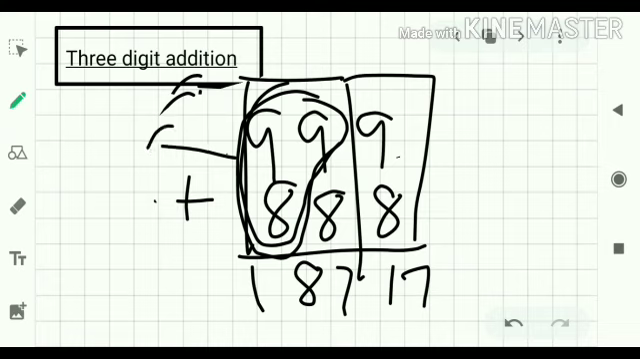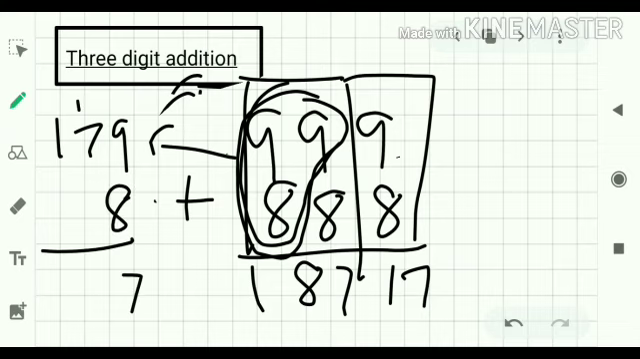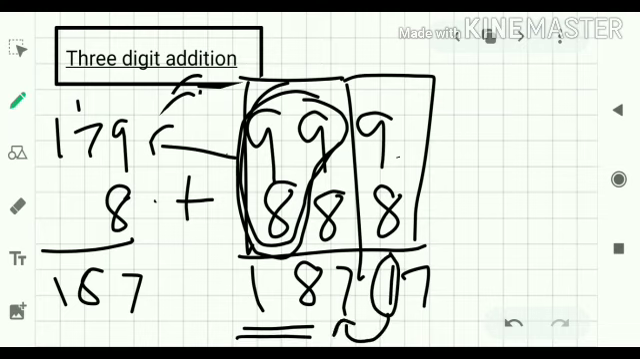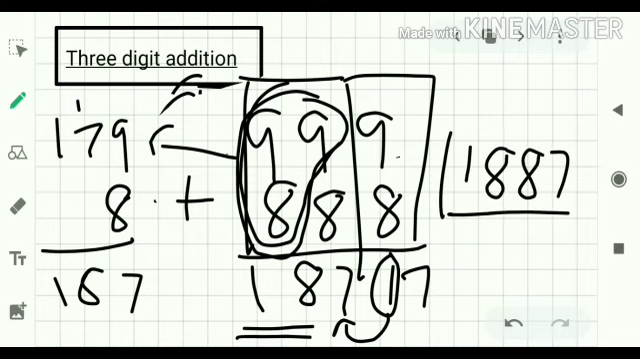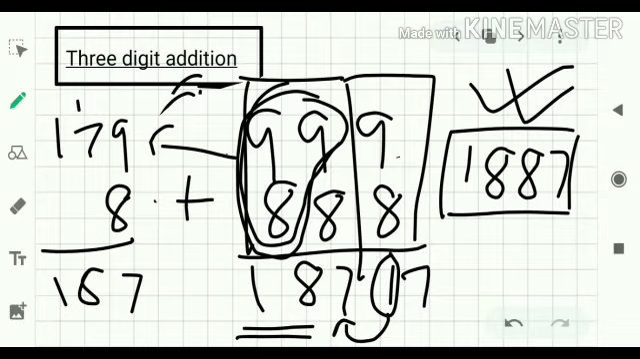I'll clarify it here. 99 plus 80 is 179, and the remaining part is 8, so this will be 187. Now since there can be only one digit at the unit place, we'll have to carry this and add it up here. So this will be 1887. If you try doing this mentally, you'll find that this approach is better than the outdated approach we used to follow. So try doing some sums mentally and you'll certainly find the difference.